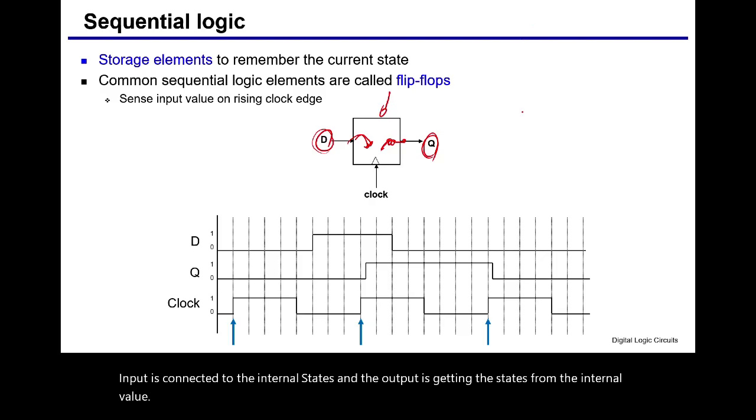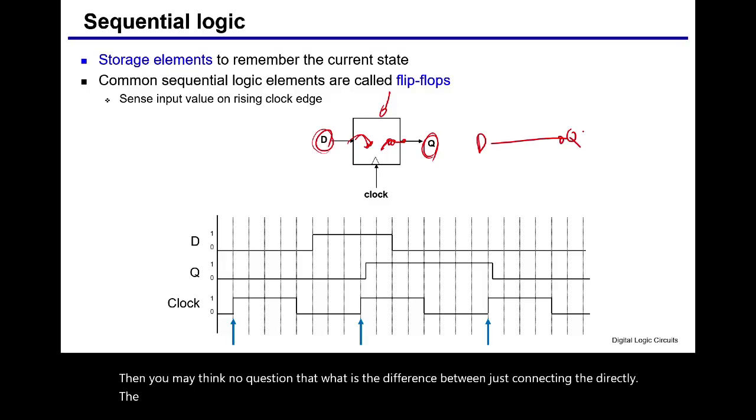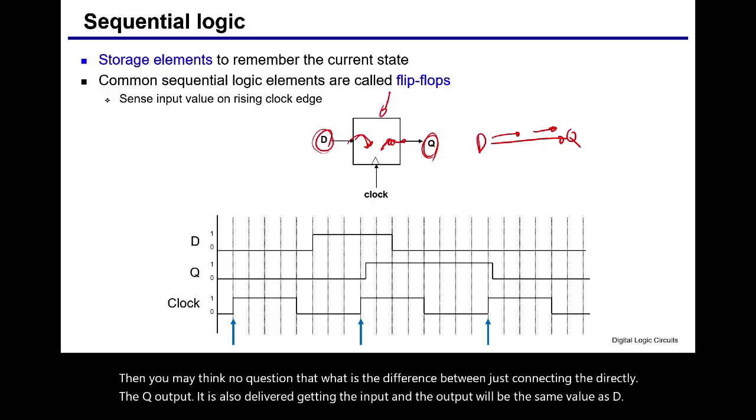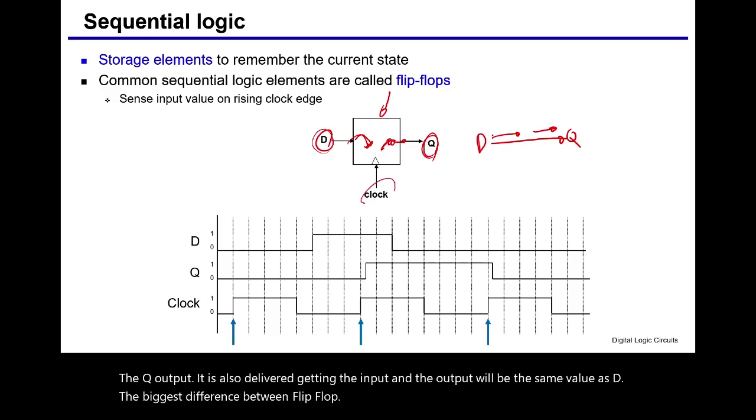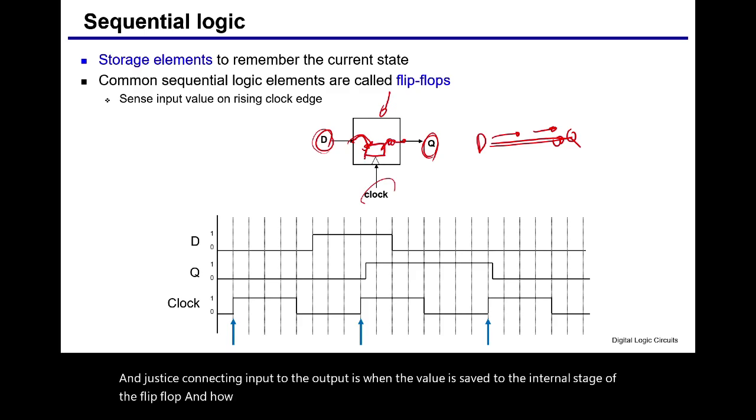Then you may ask the question: what is the difference from just connecting the input directly to the Q output? It is also getting the input, and the output will be the same value as D. The biggest difference between a flip-flop and just connecting the input to the output is when the value is saved to the internal state of the flip-flop and how long the saved value lasts.